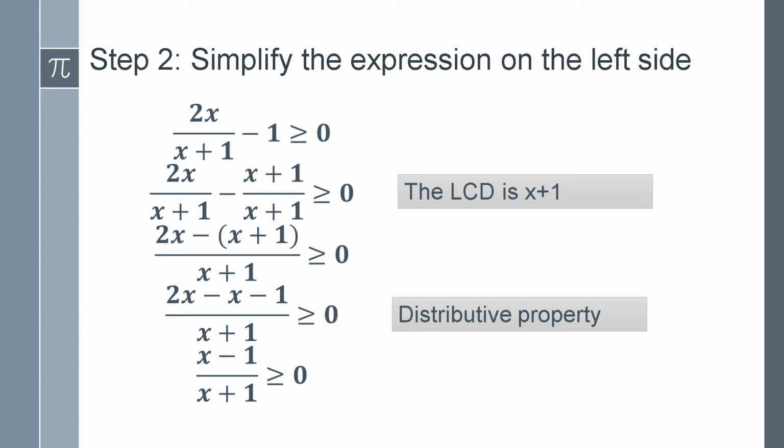And then distribute the negative sign to x plus 1. So wag kayo mako-confuse dito. We will distribute the negative sign because as you can see, naka-parenthesis siya. So para maalis yung parenthesis, we will distribute the negative sign. And then kapag na-distribute na yung negative sign, then we can perform subtraction. Therefore, the resulting inequality formula will be x minus 1 over x plus 1 is greater than or equal to 0.